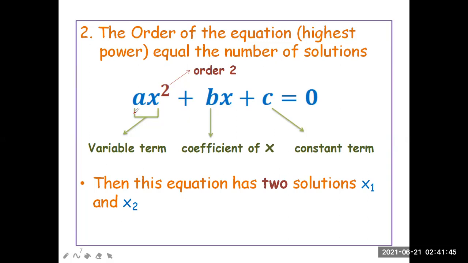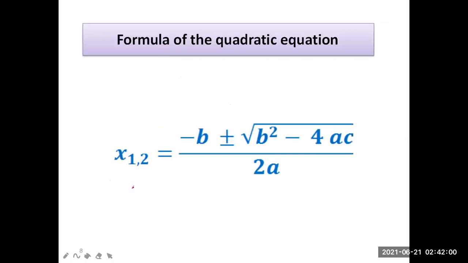This part is called a variable term, and the multiple of the variable is called the coefficient of x, and this is the constant term. Then this equation has two solutions, x1 and x2. And this is the general formula for solving the quadratic equation. So first, I have to put the quadratic equation in the form quadratic equals 0. The equation must equal 0. Then substitute a, b, and c, the constants in the quadratic equation, into the general rule to solve it and get x1 and x2.